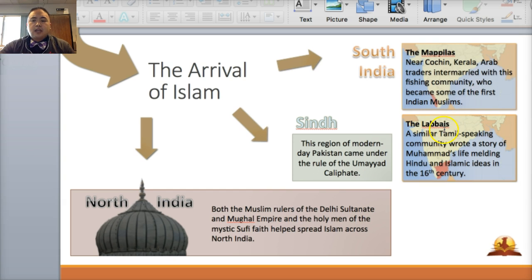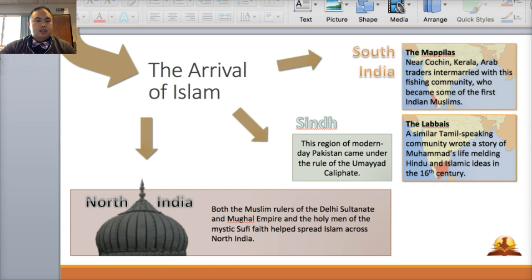The Labbais is a similar Tamil-speaking community that wrote a story about Muhammad's life, and they also got into Islam. On the north side, both the Muslim rulers of the Delhi Sultanate and the Mughal Empire and the holy men of the mystic Sufi faith helped spread Islam across North India. So on the western side we have Pakistan, which came from a different ruler. In South India we have different coastal communities involved with Arab traders, and then we also have North India, which is from these Muslim rulers and people from the Mughal Empire.